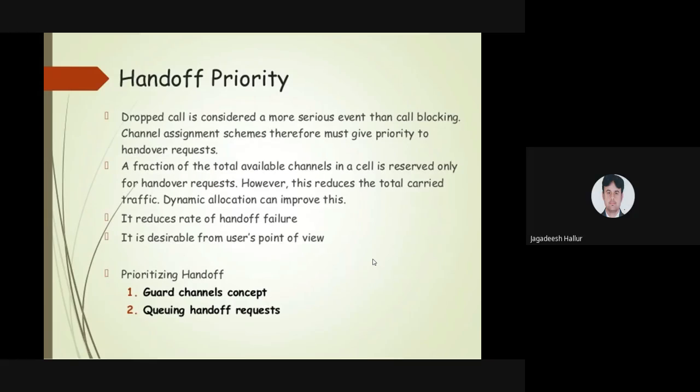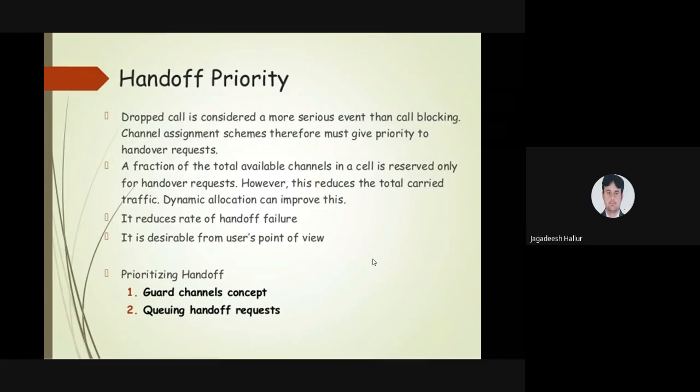Next, what are the priorities of handoff? The main priority of handoff is this: whenever you are in a communication, speaking to another person, but due to some network issue the call has been disconnected in between. That has to be taken care of by handoff. To connect that call again, a channel has to be allocated for the disconnected person. That has to be taken care of by handoff priority.